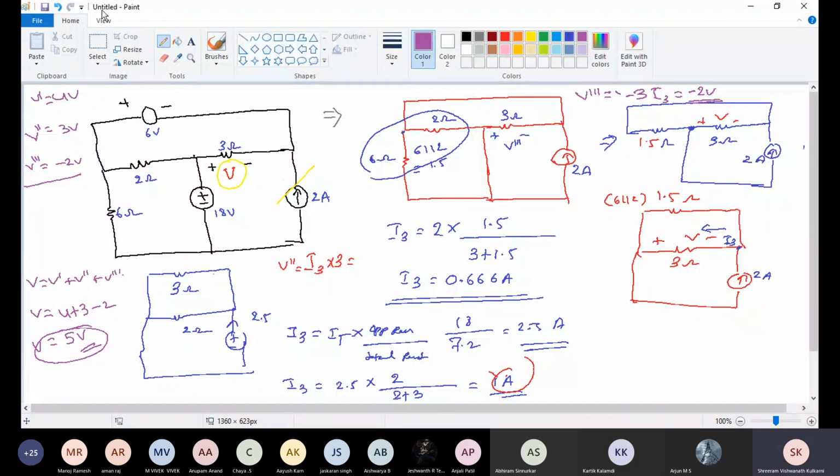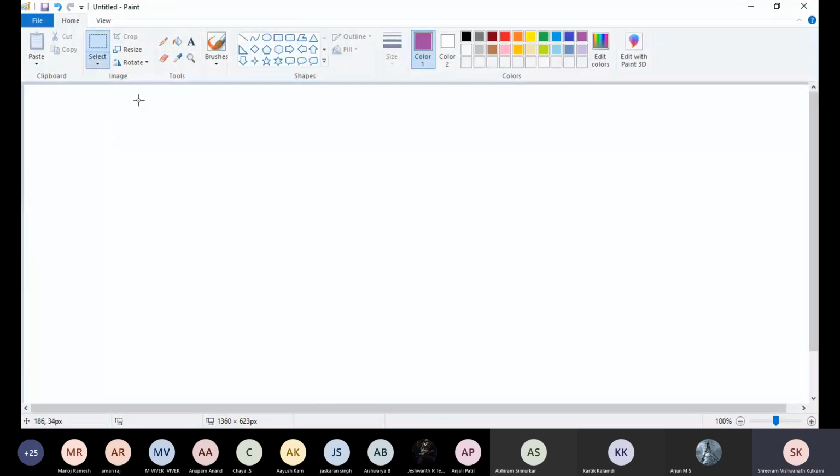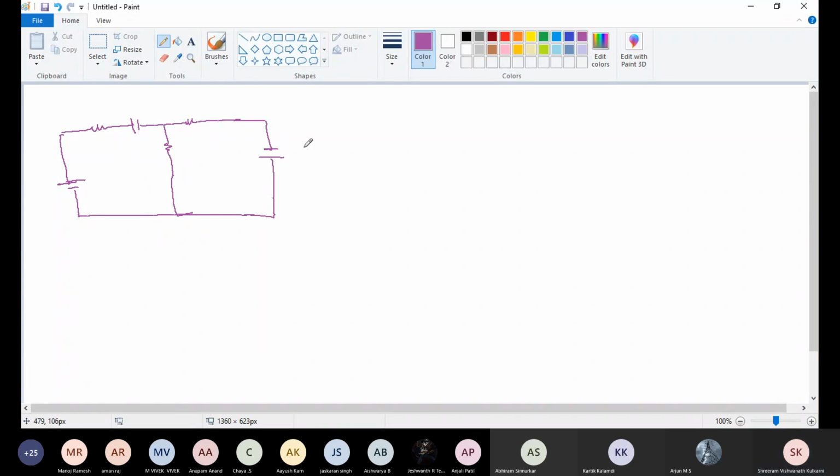Okay, see here, one more simple one. The circuit given has a 10 volt source, 10 ohm, 40 volt source, 5 ohm, 20 volt source, and 2 ohm.